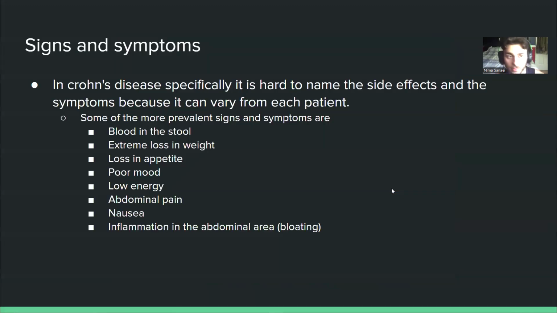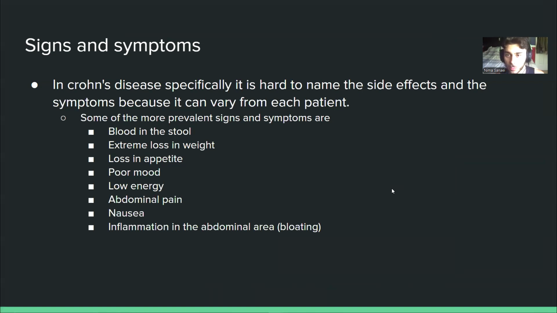Some signs and symptoms of Crohn's disease. In Crohn's disease specifically, it's very hard to name a specific telltale sign, like in Lyme disease, where you have the bullseye sign that really indicates that this is Lyme disease and nothing else. In Crohn's disease, it's very hard to say definitively that this is Crohn's disease, because the symptoms and signs vary from patient to patient.